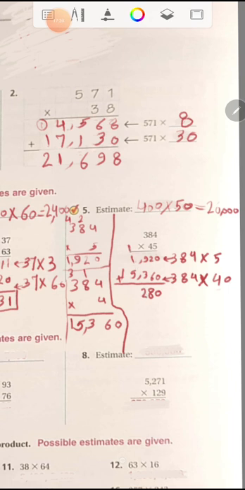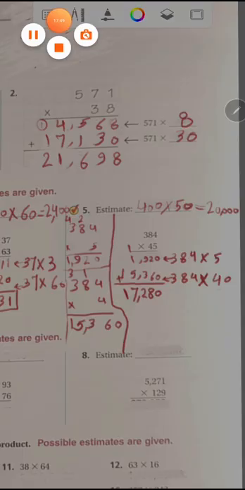Now 1 plus 1 equals 2 plus 5 equals 7. Don't forget the comma. I will put it here. So the final answer is 17,280, and it's close to the estimate, so that means my answer is correct.